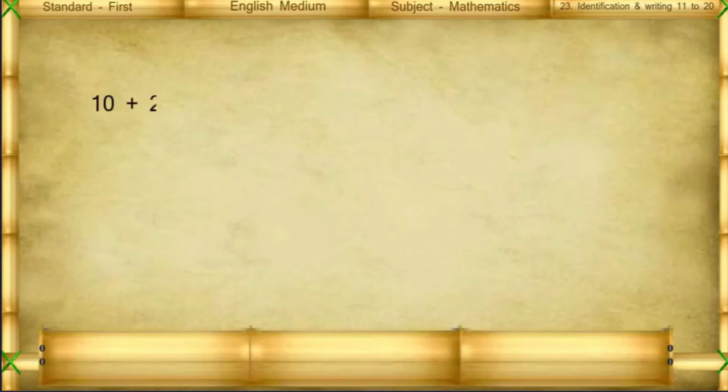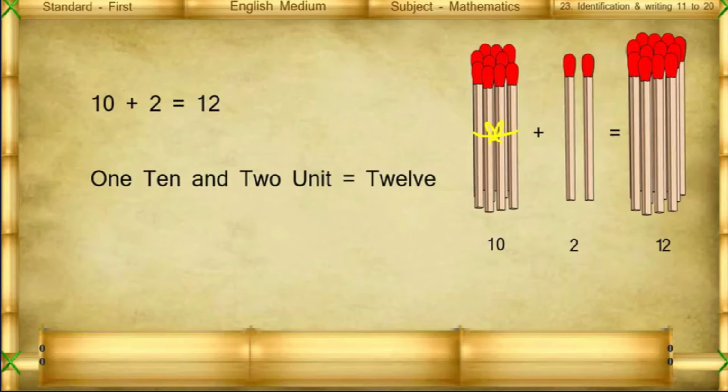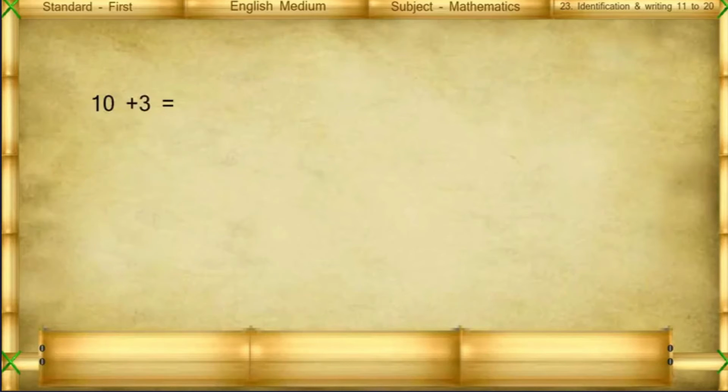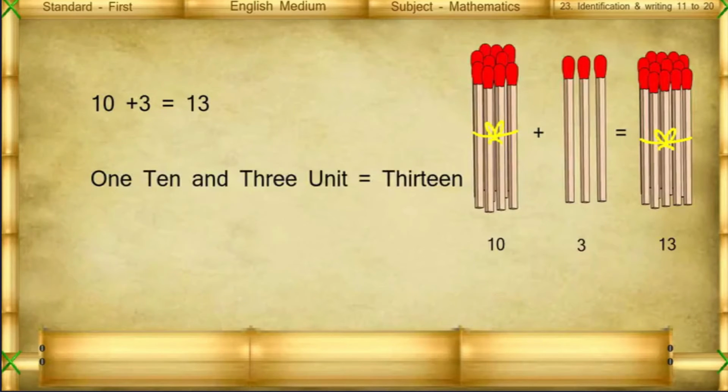10 plus 2 equals 12. 1 ten and 2 units equals 12. Also, 11 plus 1 equals 12. 10 plus 3 equals 13. 1 ten and 3 units equals 13. Also, 12 plus 1 equals 13.